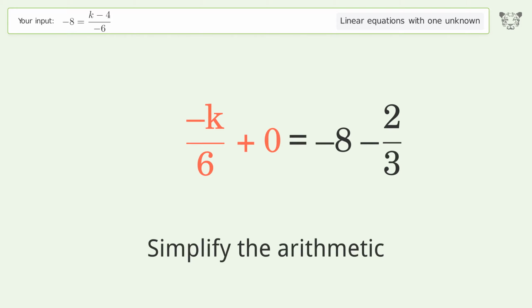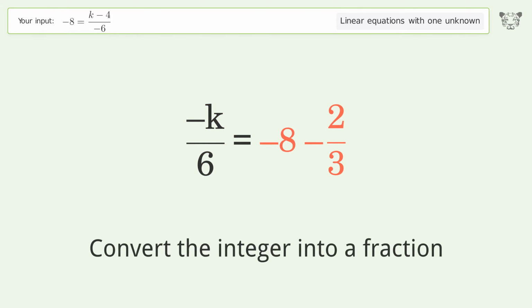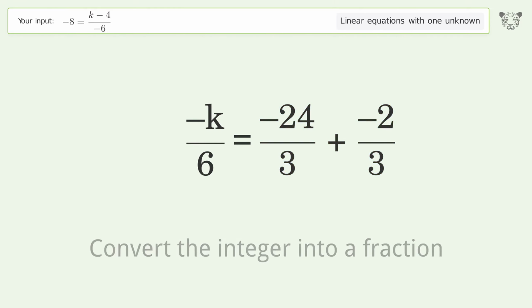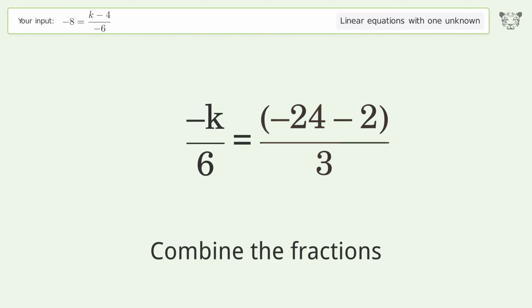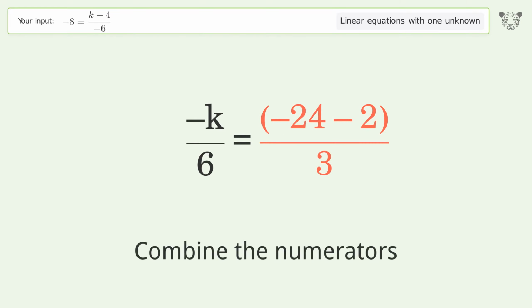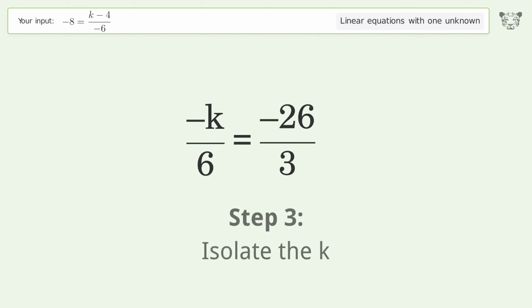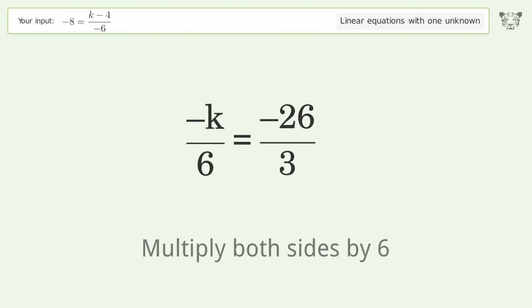Simplify the arithmetic. Convert the integer into a fraction. Combine the fractions. Combine the numerators. Isolate the k. Multiply both sides by 6.